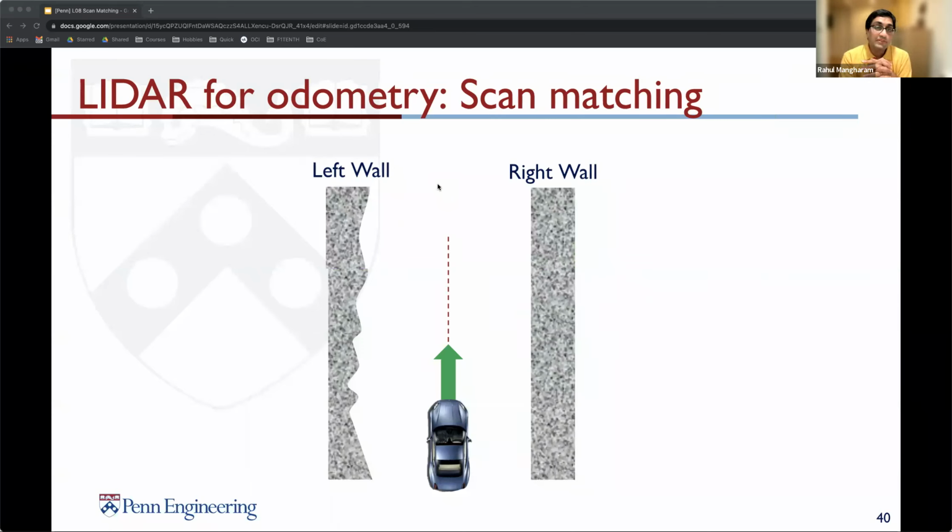There are two reference frames to think of. The car reference frame, shown in orange, is attached to the car, and the world reference frame, shown in green, is fixed and absolute. If we know where the car is now, we can easily transform between the two.